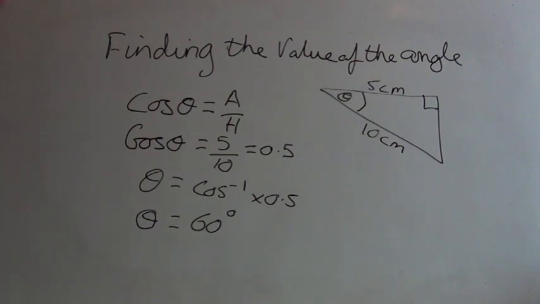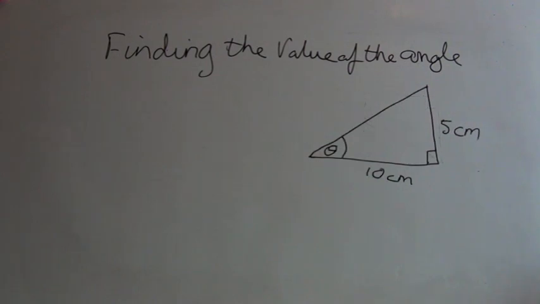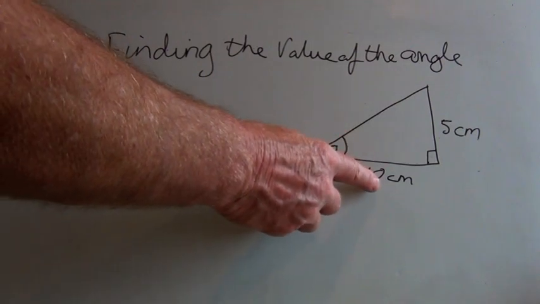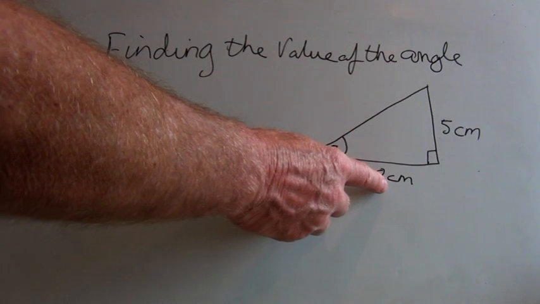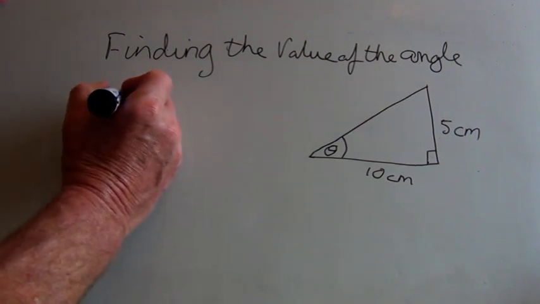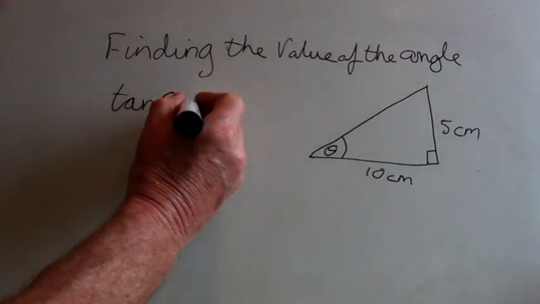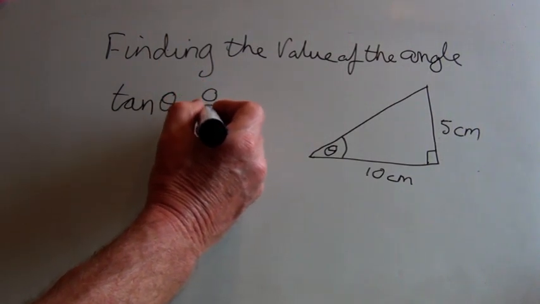Okay, let's have a look at another example. In this example, again, we want to find the angle theta. We're given the adjacent side's value of 10 centimeters in length, and we're also given the opposite side value of 5 centimeters in length. This time we want to use the tan function. So tan theta equals opposite over adjacent.